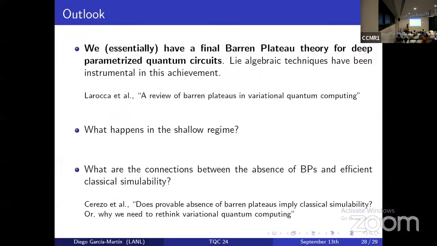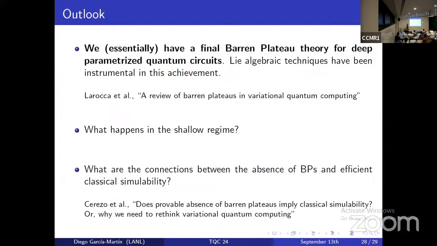And I will finish with two open questions. First, what happens in the shallow regime? Because we've seen we need the assumption of being a 2-design in order to compute these variances. And this is because we are using group theory and representation theory techniques. So can one find a formula for the variance in the shallow regime, whenever you have not yet converged to a 2-design over your Lie group? This is one open question.